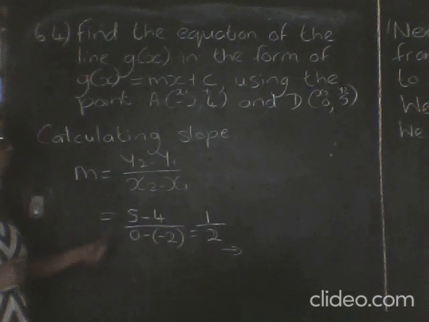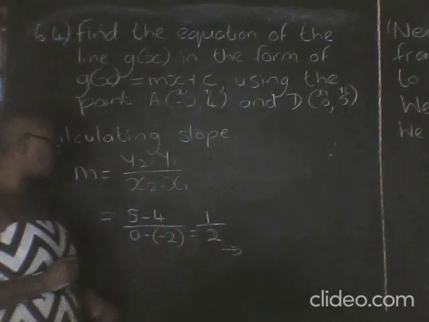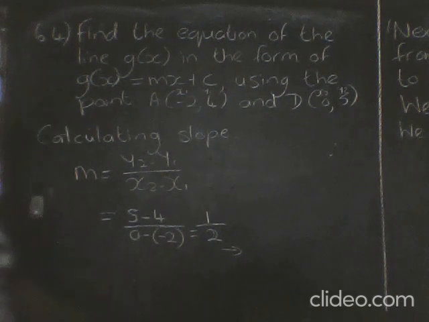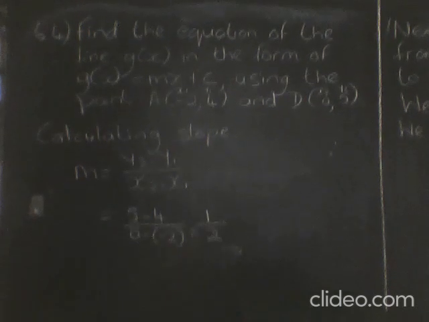Then we substitute the values: 5 minus 4 over 0 minus -2. 5 minus 4 gives us 1. A negative multiplied by a negative gives us a positive. So our slope is half. Let's move on to the next board.